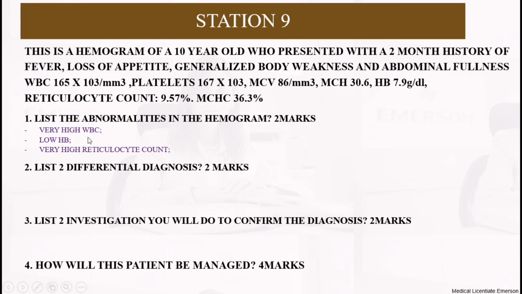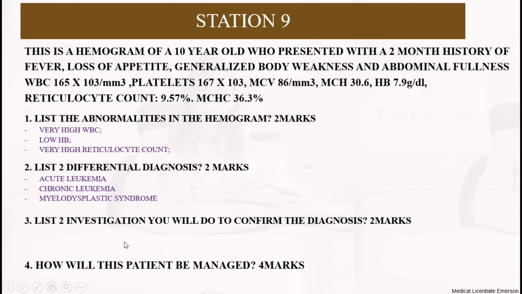So, very high WBC. We have a very low HB, which is 7.9. It is low. Then also we have a very high reticulocyte count. This one is very high. Then the 2 differential diagnoses: we have acute leukemia, chronic leukemia, and also myelodysplastic syndrome as some of the differential diagnoses.